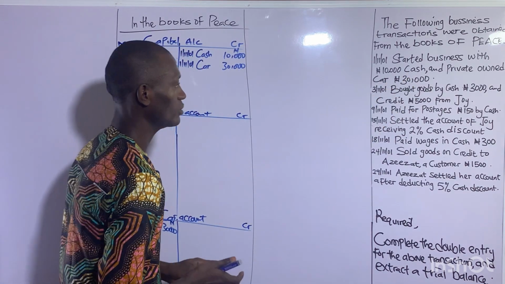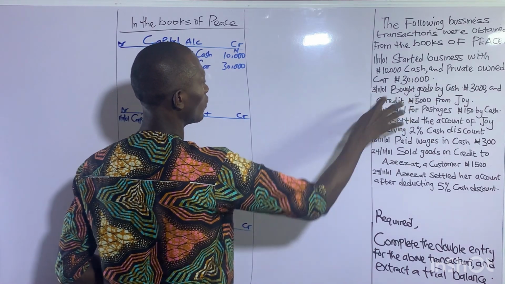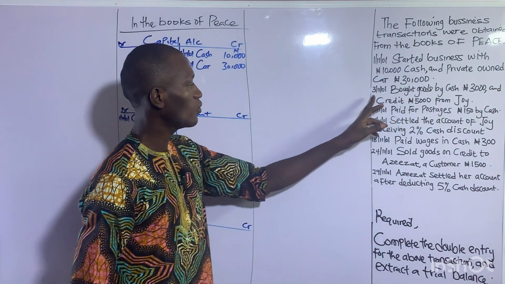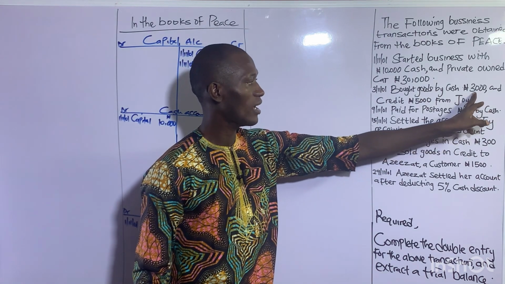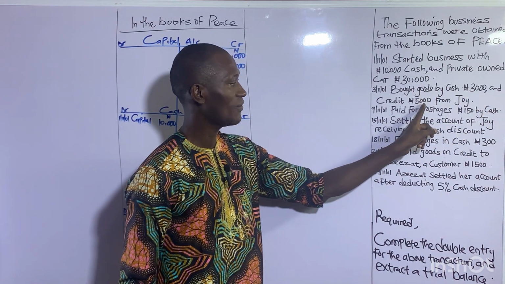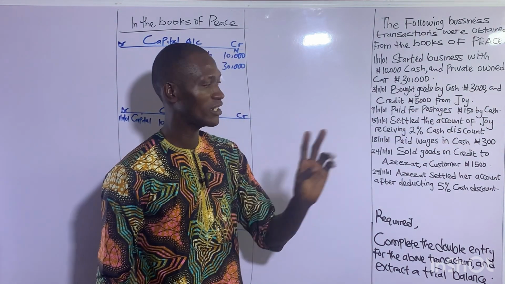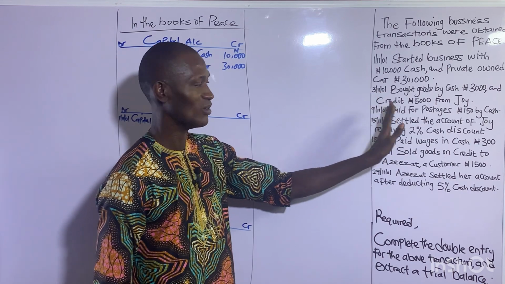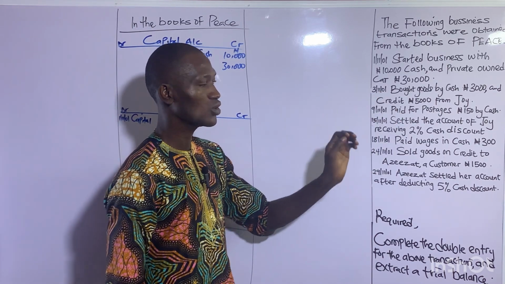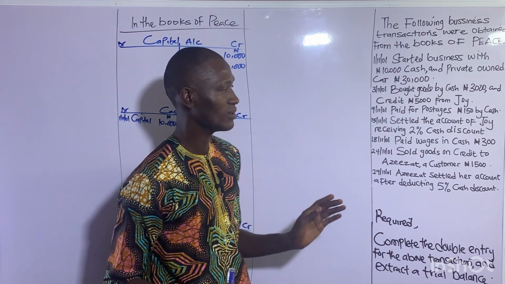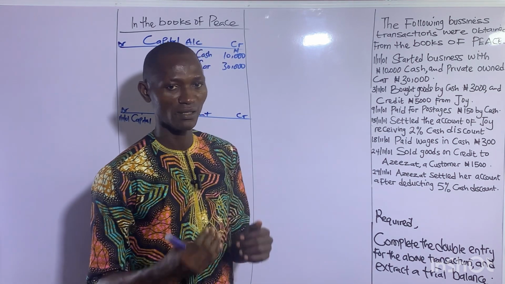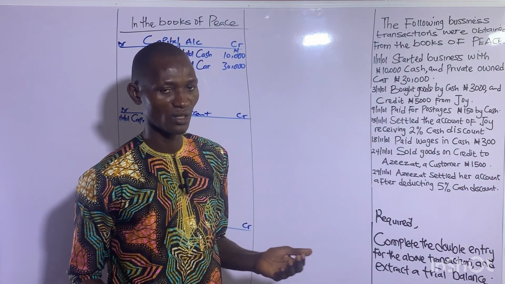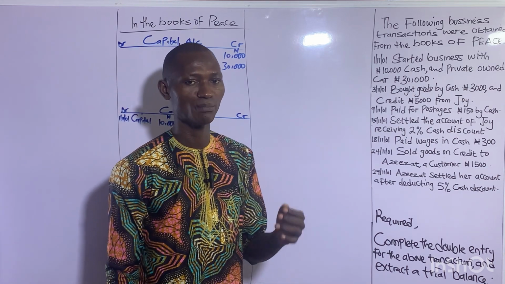So the next we have, that's 3/11/01. Bought goods by cash, 3,000, and credit 5,000 from Joy. Two independent business transactions here now. The first is bought goods by cash. Let's treat that first. Each time you have bought goods, and the type of goods that was bought is not specified, you represent it with purchase.